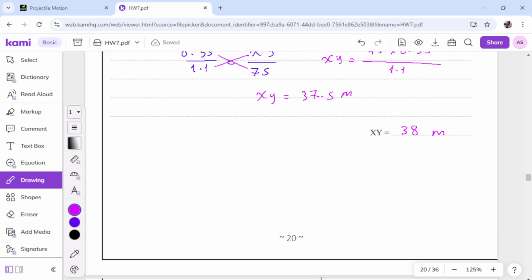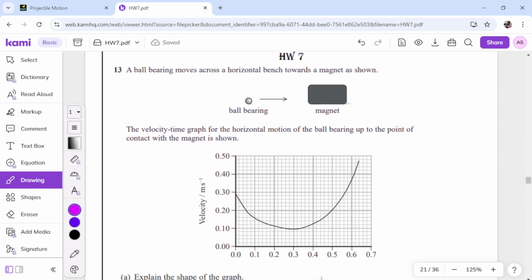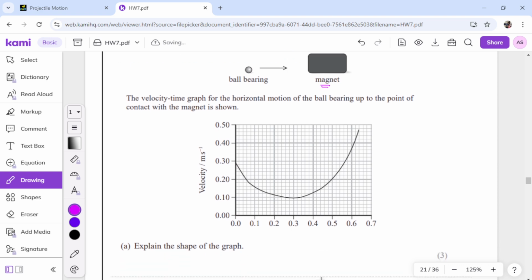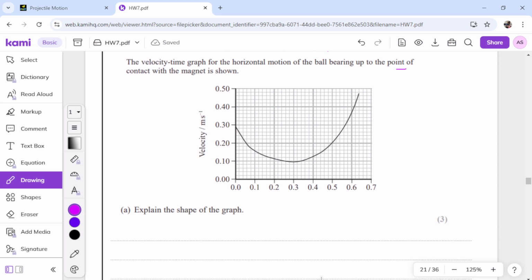Okay, now let's move to the next. A ball bearing moves across a horizontal bench towards a magnet as shown. We have a ball bearing attracted to a magnet. The velocity time graph for the horizontal motion of the ball bearing up to the point of contact with the magnet is shown. So he means the graph is talking about velocity from this point until it reaches the magnet. Explain the shape of the graph.